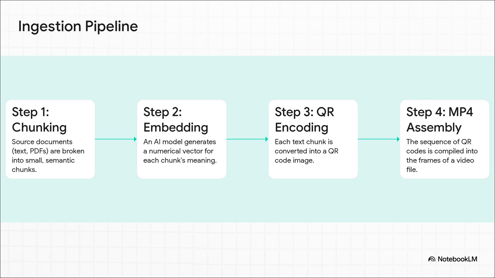But now here's where things get weird. For step three, each original text chunk gets turned into a QR code image. And for the final step, all those QR code images get compiled one after the other into the frames of an MP4 video. And just like that, your database is literally a movie.